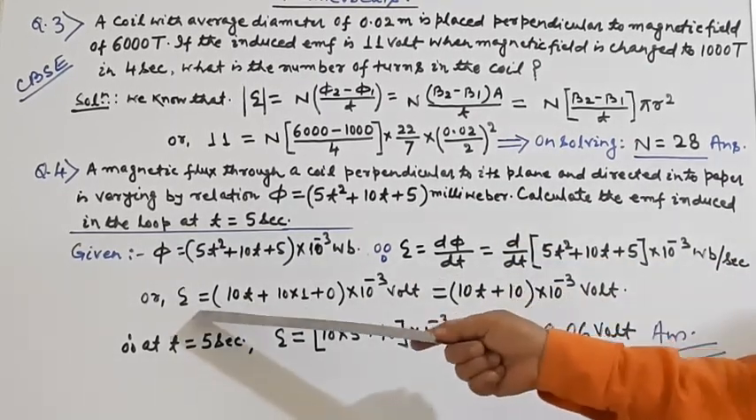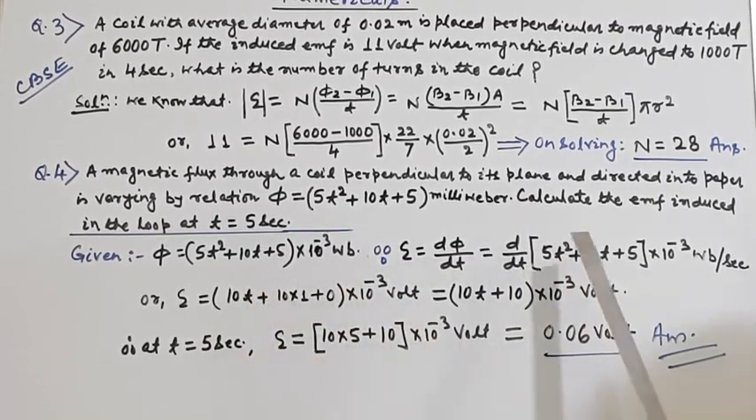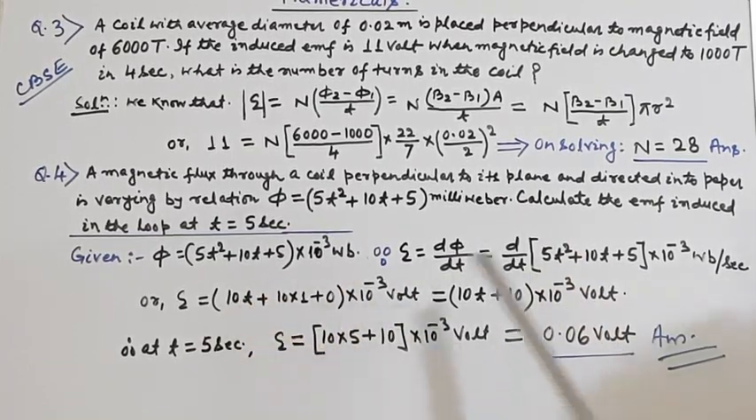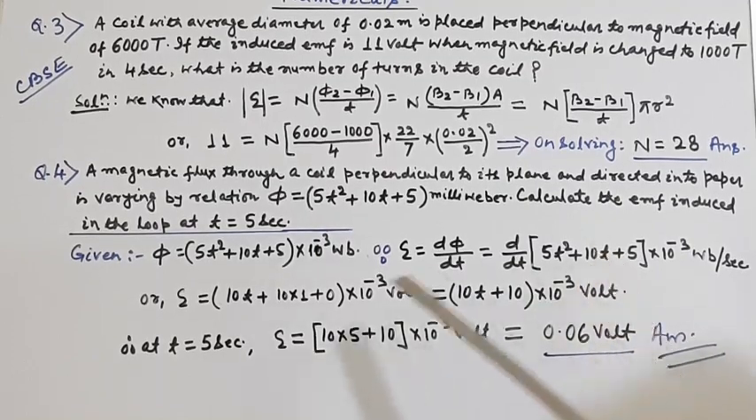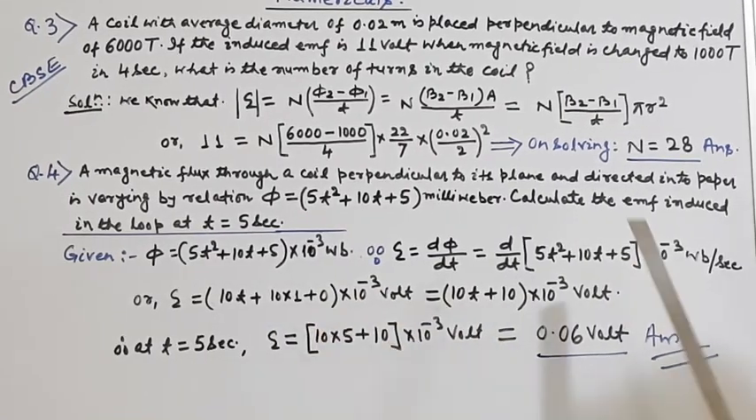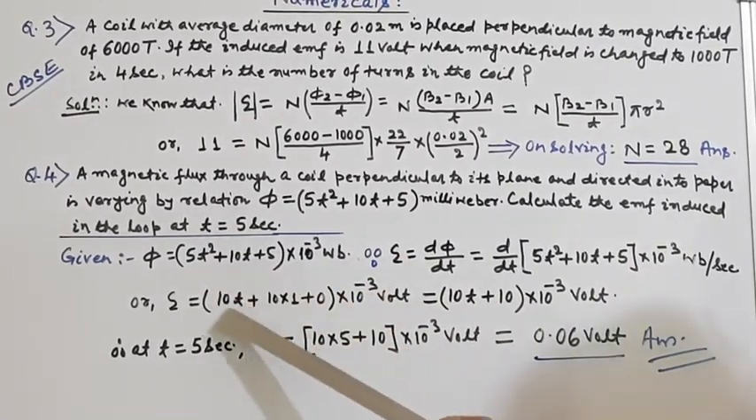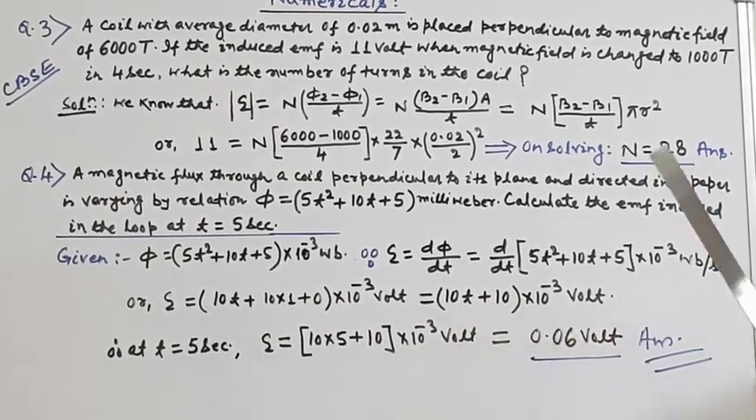And E is equal to the derivative of this. It will be 2 into t into 5, which is 10t, plus 10, since dt by dt is 1, so 10 into 1, and 5 is constant, so it becomes 0, times 10 to the power minus 3. After differentiating you get this result in volt. So 10t plus 10 is equal to this volt.